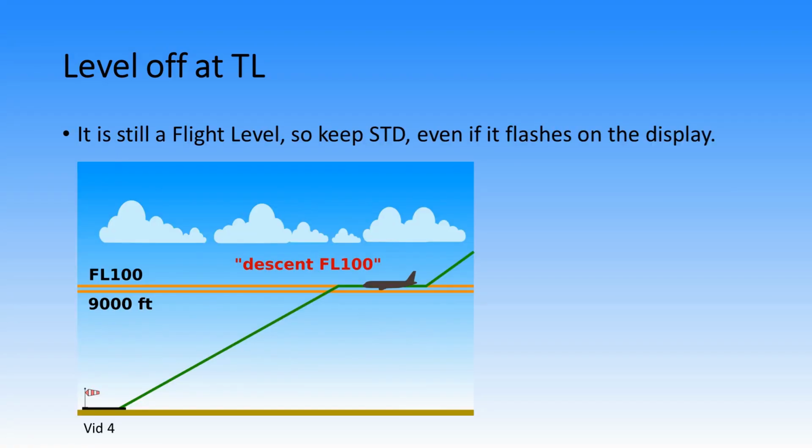Similarly for the descent, level off at the transition level. So ATC says descend flight level 100, and this is still a flight level, so keep standard even if it flashes on the display, same as before. So I'll show this with the next video.